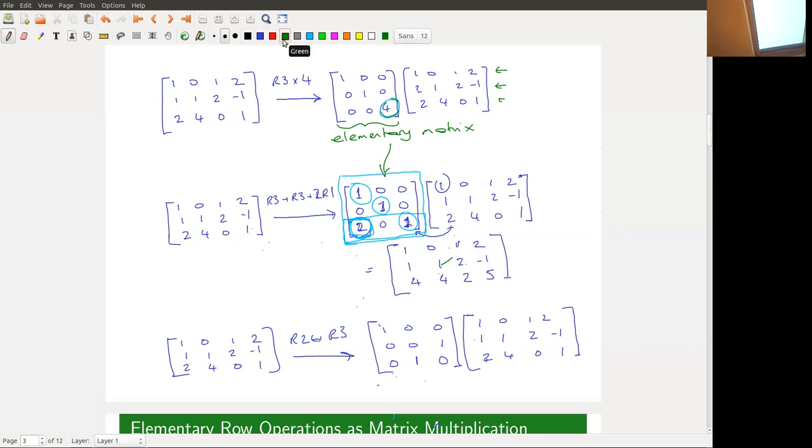So these are the 3 types of elementary matrix. So we have elementary matrices of 3 types. The first one is corresponding to the row operation of multiplying a row by a constant. The second one to the row operation of adding a multiple of one row to another row. And the third one to the operation of swapping 2 rows.